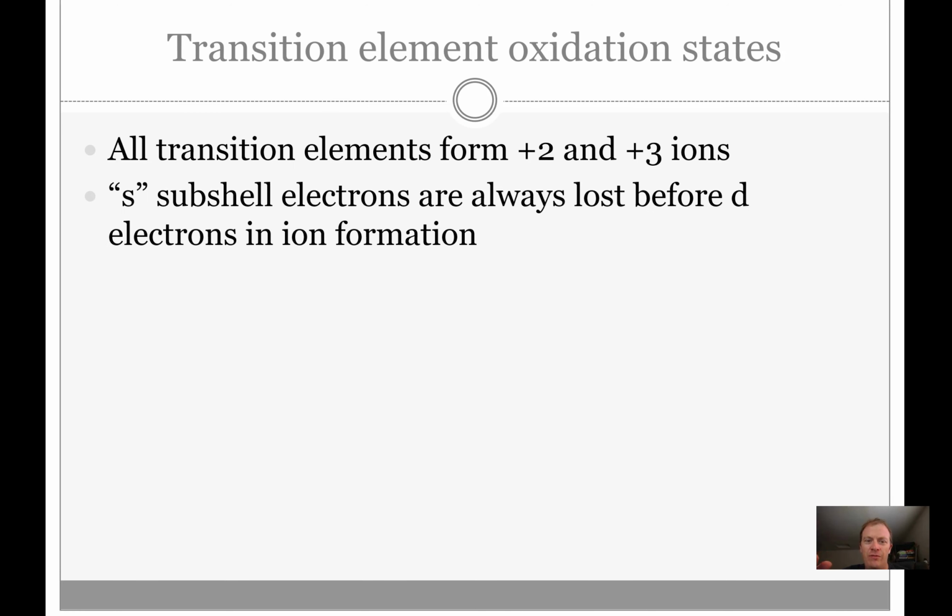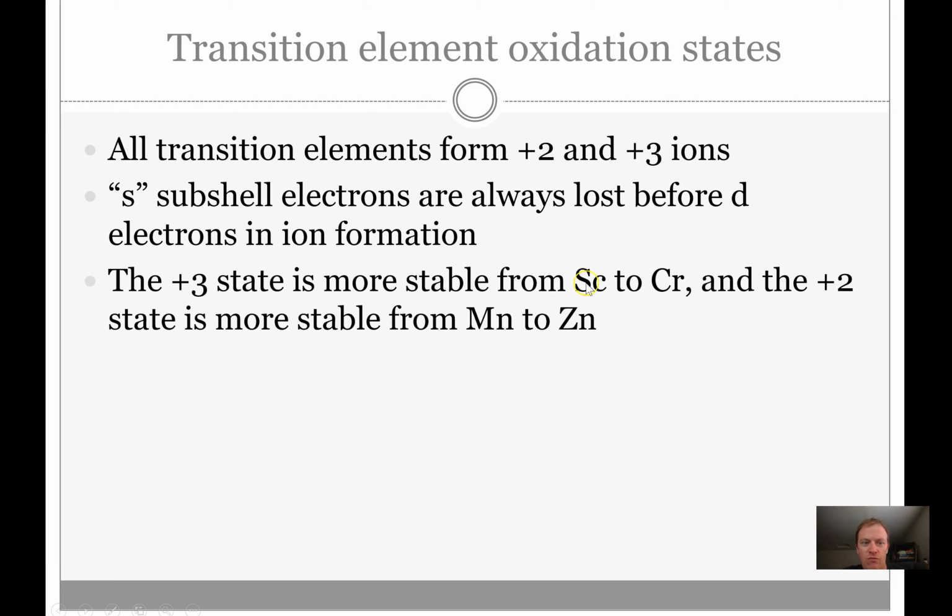So every transition element, at least in some cases, can form +2 and +3 ions, mainly because they all have those s electrons, like 4s2 3d, 5s2 4d, where it can lose those two and form +2. And as we've talked about, you always remove the s subshell electrons before you remove the d subshell electrons. Basically, in the first half, from scandium to chromium, the +3 state is going to be more stable and more common. And from the second half, manganese to zinc, the +2 oxidation state is one of the more stable and more common ones.